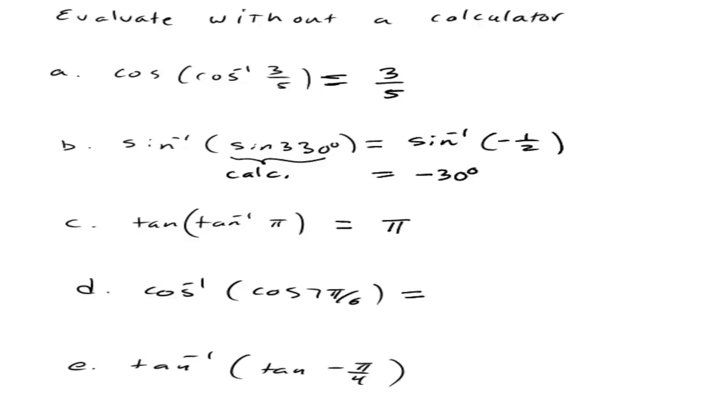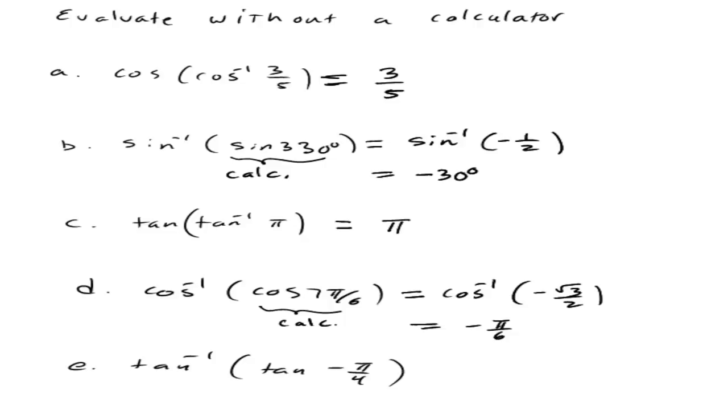For D, we have cosine inverse of cosine of 7 pi over 6. Once again, 7 pi over 6 is not between 0 and pi. So we have to calculate this first and then take the inverse of the value. The cosine of 7 pi over 6 is going to be negative root 3 over 2. Then I take the inverse of that value, and we get negative pi over 6. That's our answer.